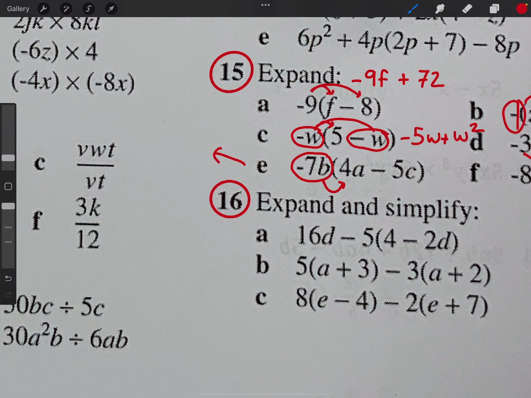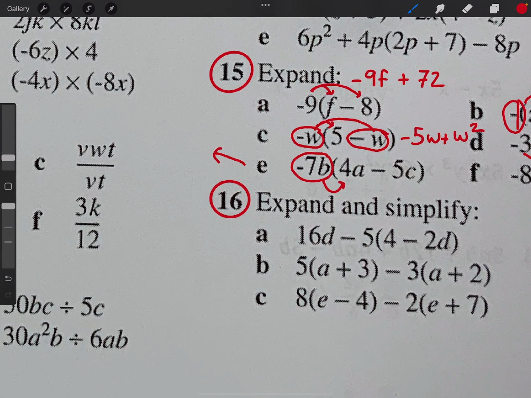And question F. Negative 8q times 9q. So negative 8 times 9 is negative 72. And q times q is q squared. And then negative 8q times 7. So negative 8 times 7 is negative 56. And then you got a q. So the answer is negative 56q. There you go.